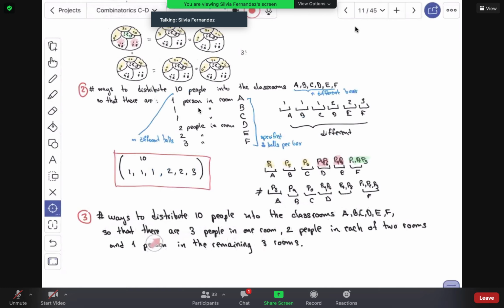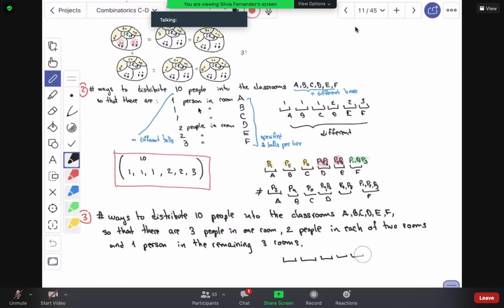So the difference between problem 2 and problem 3 is that in problem 2, I told you exactly 1 person in room A. Here, this is still okay. This is still one possibility. But I could also have 3 people in any room. I could have 3 people in room C, 2 people in room A, and 2 people in room E, and then 1 in the others. That's another possibility. Make sense? And I have plenty of other possibilities.